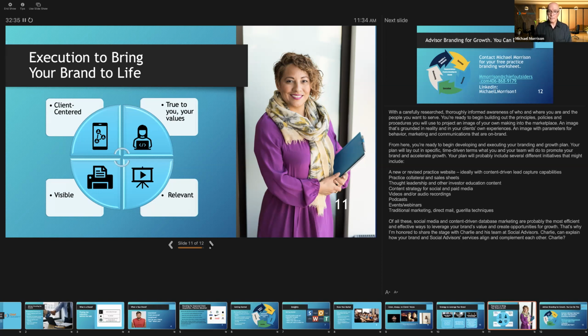Of all of these, social media and content-driven database marketing are probably the most efficient and effective ways to leverage your brand's value and create opportunities for growth. I say that because, like never before, digital media gives you almost immediate visibility into how the message is resonating. How many people are opening, how many people are clicking, how many people are registering for your webinar.